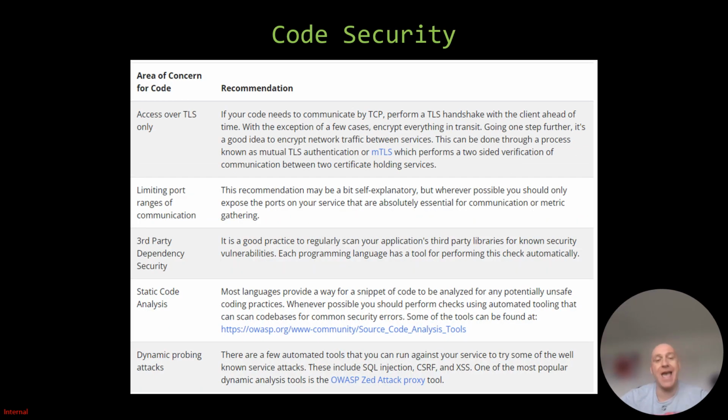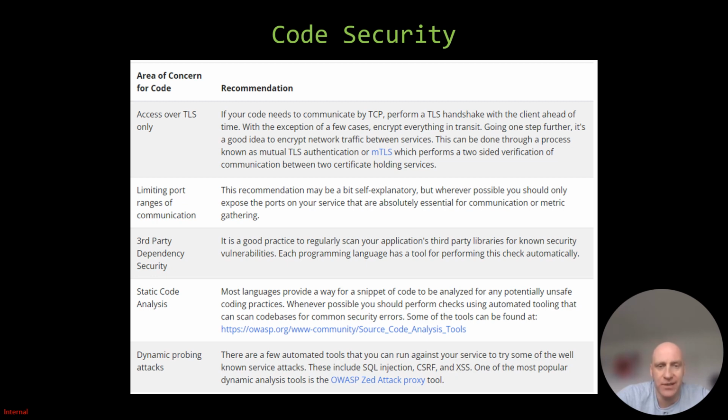And then the last part, to complete the 4 C's, is obviously code security. So we have to make sure that every access is done over TLS. So if your code needs to communicate by TCP, you have to make sure that it performs a TLS handshake with the client ahead of time. With the exception of a few cases, encrypting everything in transit is very important.